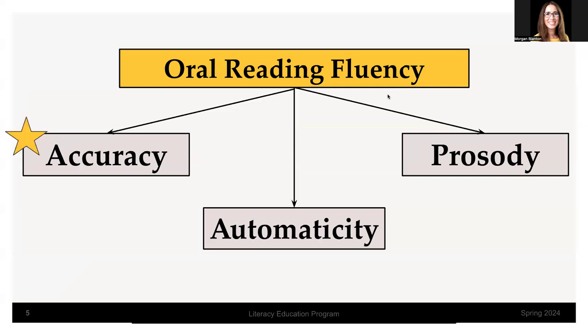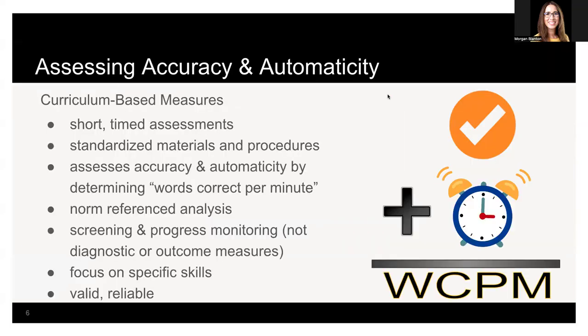Here are three parts. We have already talked about accuracy in part one. So now we're going to focus in on automaticity. This is the part that rate is included in. And then prosody will be another part that we will look at. And so assessing accuracy and automaticity, often these are assessed in one kind of measure.